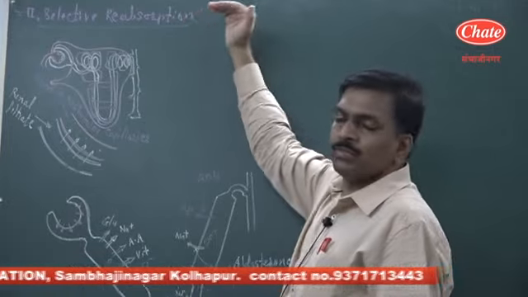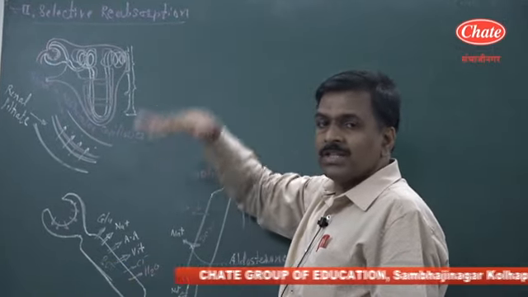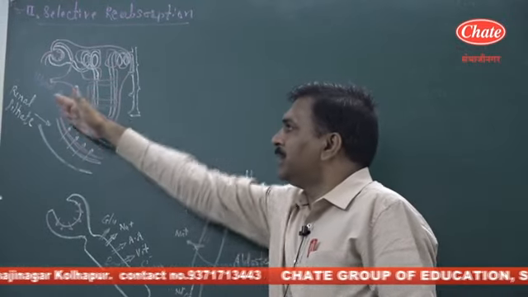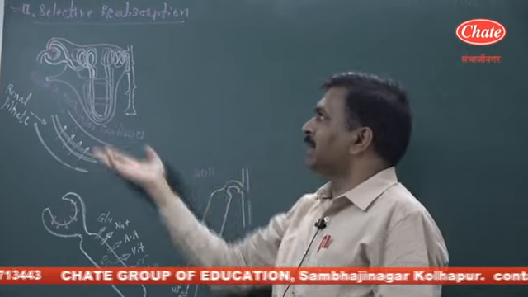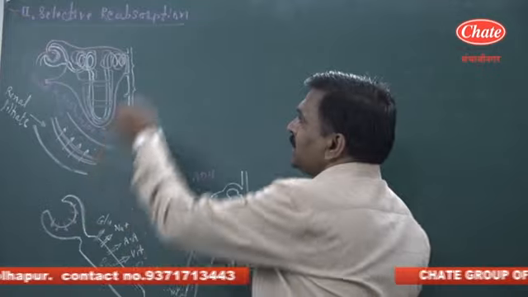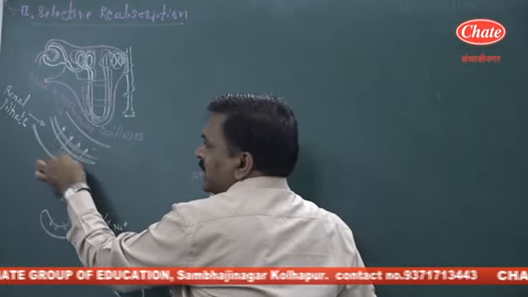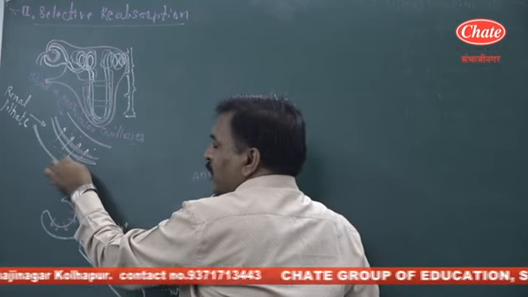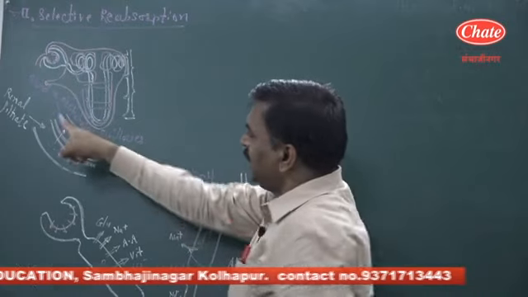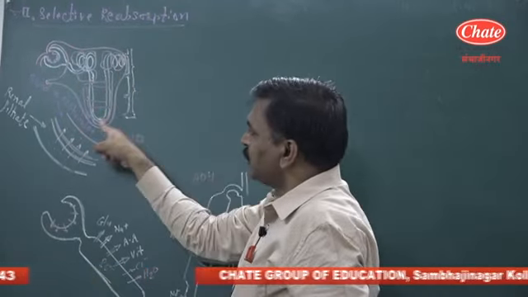Selective reabsorption is the process of reabsorption of essential selective substances from the renal filtrate into the blood of the peritubular capillary. Generally, this selective reabsorption occurs between the filtrate present in the renal tubule and the blood present in the capillaries surrounding the renal tubule. From this filtrate, reabsorption occurs into the blood. It is termed the peritubular capillary.